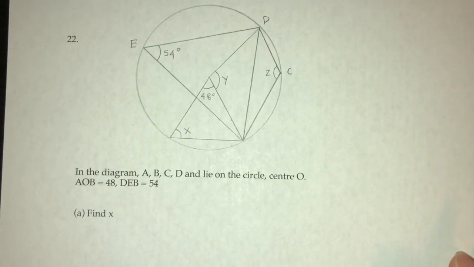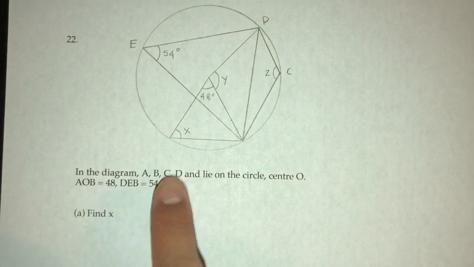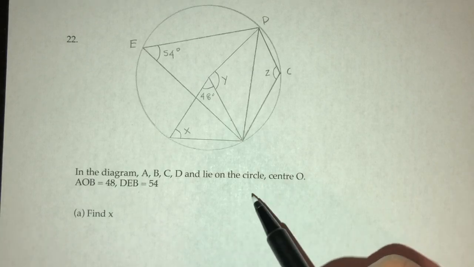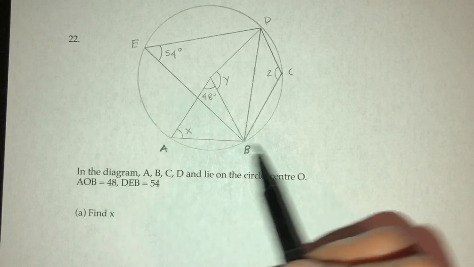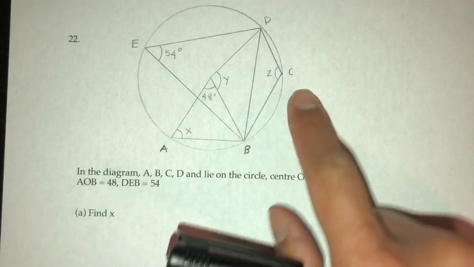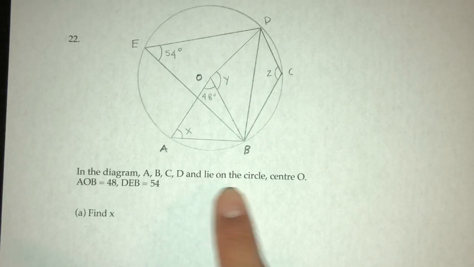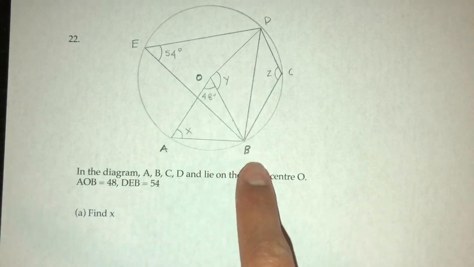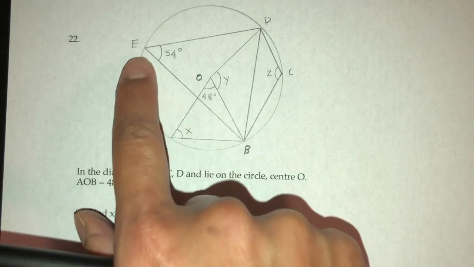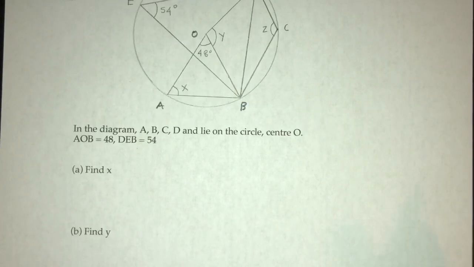Now question number 22, we have this circle. We have the A, B, C, D. So where's A? This is B. So A, B, C, D, E, right? A, B, C, D lie on the circle, center O. Okay. Now we have angle AOB. AOB is 48. And DEB is 54. Great.